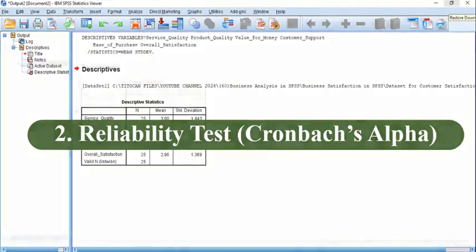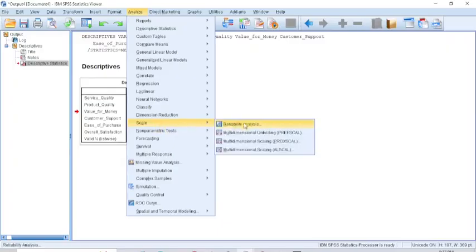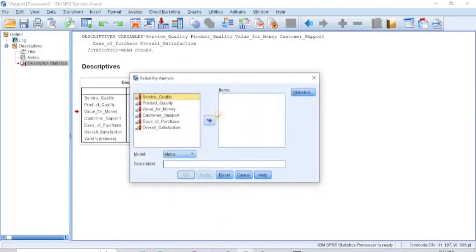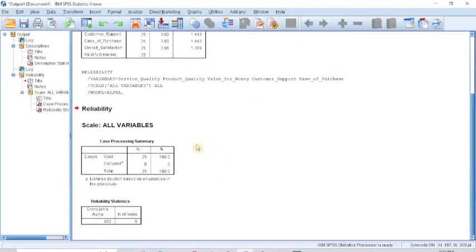To conduct this test, go to Analyze, scroll down to Scale, and then click Reliability Analysis. Now move Service Quality, Product Quality, Value for Money, Customer Support, and Ease of Purchase into the Items box. Do not move the overall satisfaction, as this is a construct that the other variables are measuring. Set model to alpha, and since we are only interested in the Cronbach's alpha, go ahead and click OK to produce the Cronbach's alpha results.